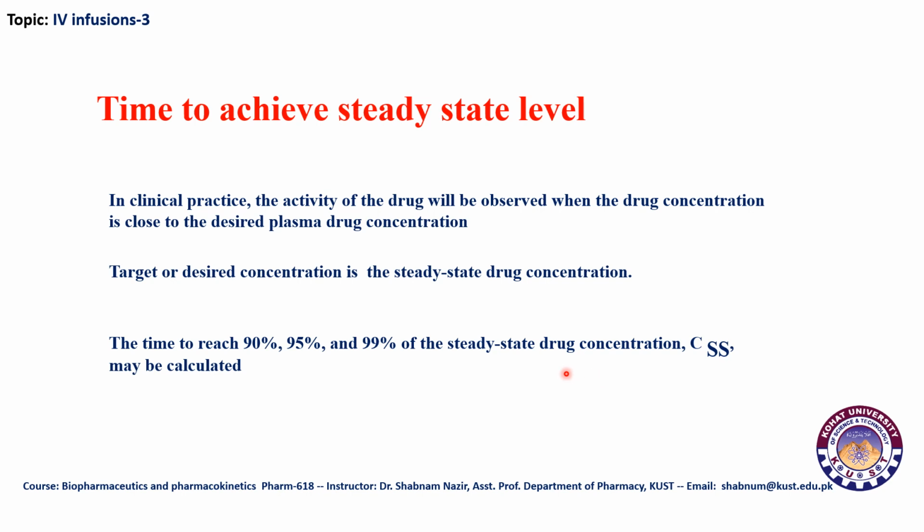And when a healthcare practitioner knows that 90% of the steady state concentration has been achieved, they have the idea that they are close to the desired level. 95% means they are very close, and 99% means that asymptotically they are at that level. Theoretically, they are close to the steady state level, but asymptotically 99% means that level has been achieved.